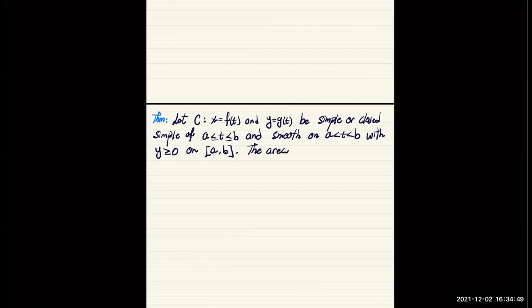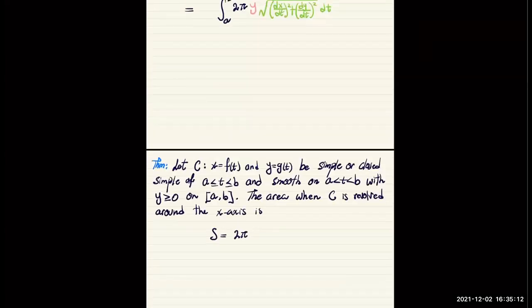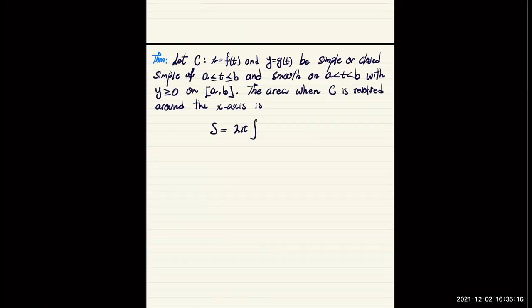Okay, then the area when C is revolved around the x-axis, again, is 2 pi, I'm taking the 2 pi out, times the t integral from A to B of y times the square root of x dot squared plus y dot squared, and integration is with respect to t.